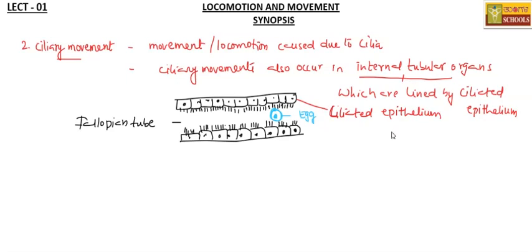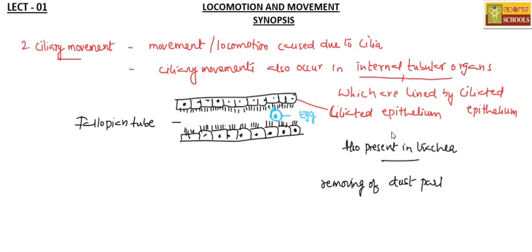And these are also present. The ciliated epithelium is also present in the trachea, where it helps in removal of dust particles.